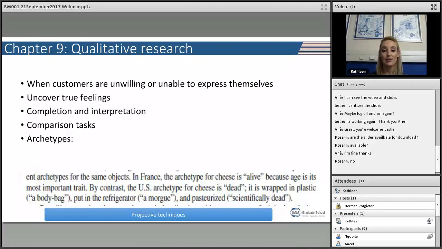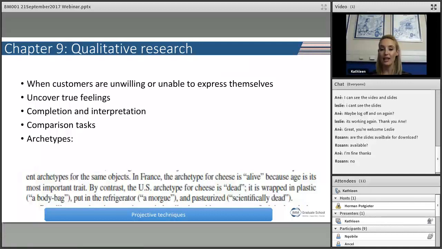Another type of projective technique that we can use is a method called using archetypes. This is where you ask the customer to describe how they feel a product to be. An example that your textbook gives you is the archetype for cheese. In France, they say that French people feel that cheese is alive because it is aged, and the longer that it's aged, the more tastes it has, and things like that.